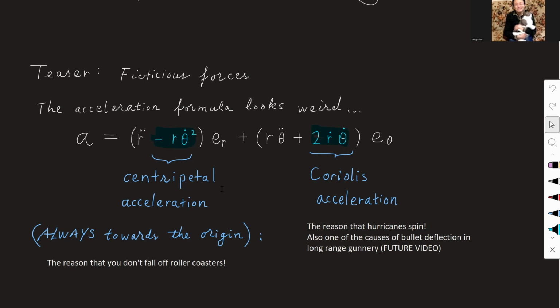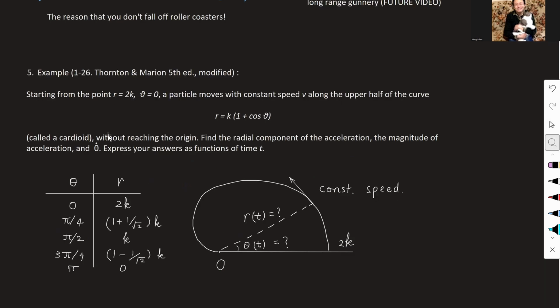life. For example, centripetal acceleration is the reason that you don't fall off roller coasters. The Coriolis acceleration is the reason that hurricanes spin, and also this is one of the causes of bullet deflection in long-range gunnery. This will definitely be a topic of a future video. All right, we've done enough theory crafting. Let's look at an example.